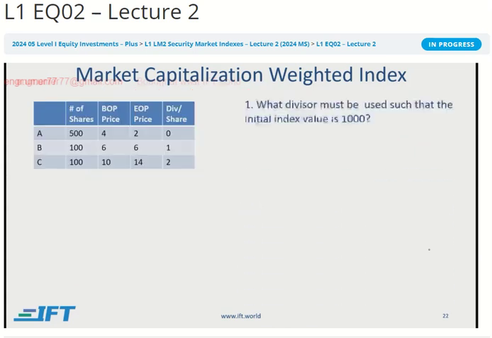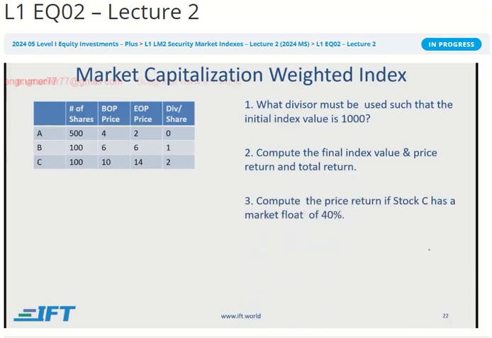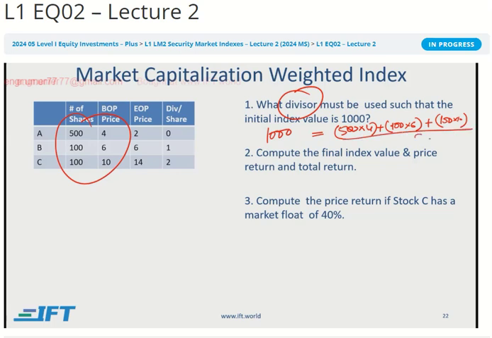Just to make sure you have got this concept, what I want you to do is, number one, calculate the divisor, right? Which let me just help you out with the first part. Let's say the index is 1000, right? So you calculate the market cap, which is 500 stocks into 4 plus 100 stocks into 6 plus 100 stocks into 10, right? What is the divisor that gives you this value of 1000?